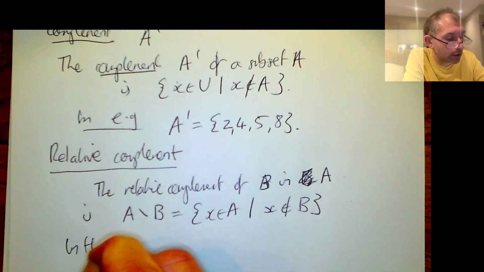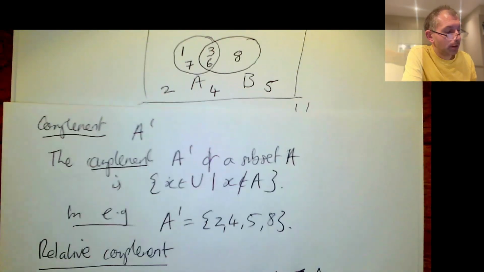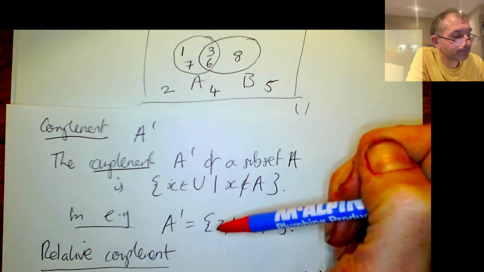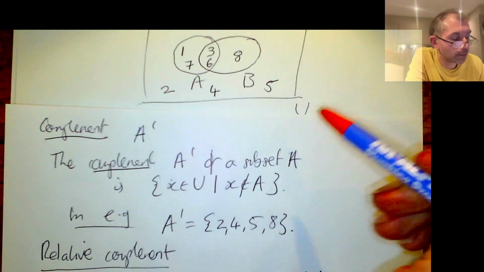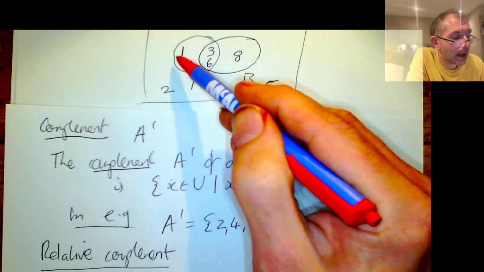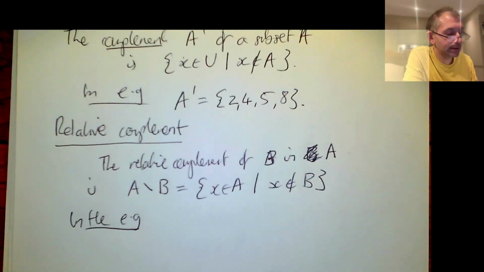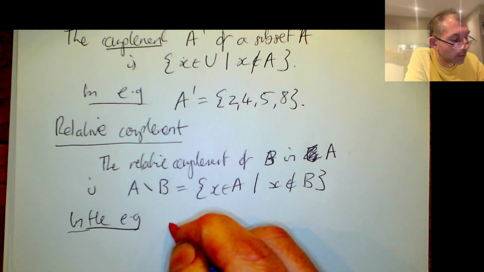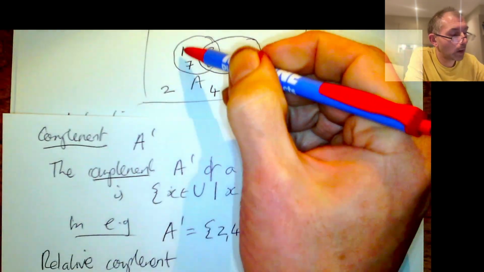So in the example, let's go back and have a look. What's all the stuff that's in A that's not in B? Well, it's just the 1 and the 7, because the 3 and the 6 are also in B. So it's where you take A and then you minus from it all the stuff that's in B. So that explains this notation. Take all the stuff in A, take all the stuff out of it that is also in B. So in the example, A minus B is going to be equal to 1 and 7.